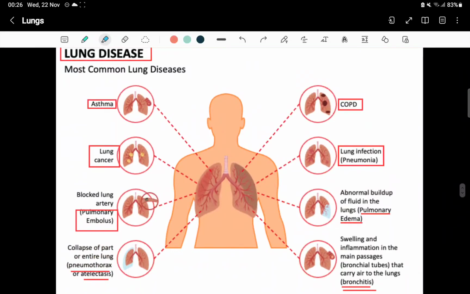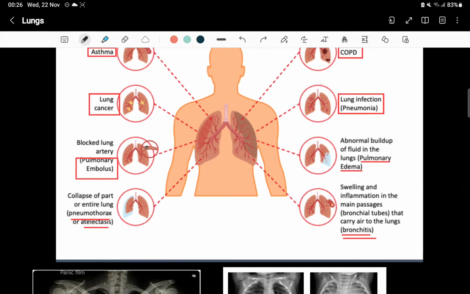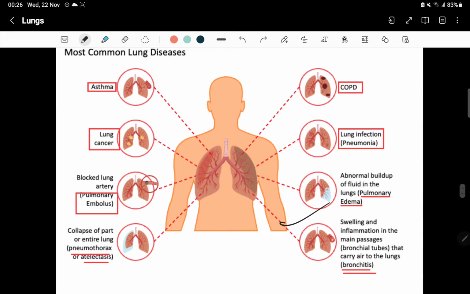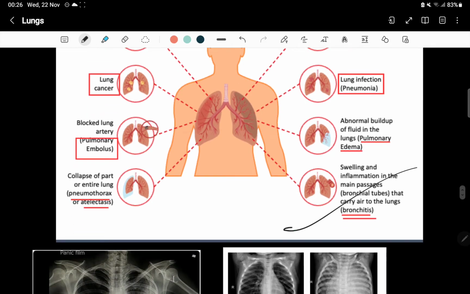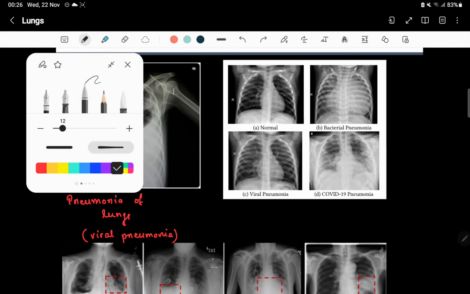Lung diseases. There are many lung diseases like asthma, lung cancers, blocked lung disease, pulmonary embolism, that is a moving thrombus called emboli, so there is a blockage. Collapse of the entire lung is a pneumothorax or atelectasis, the collapsing of the alveolar walls. Then COPD, chronic obstructive pulmonary disease, lung infection like pneumonia, abnormal buildup of fluid in the lungs, that is pulmonary edema, and swelling and inflammation of the main passages, that is bronchitis. Understood?